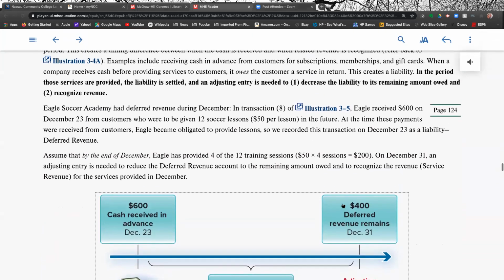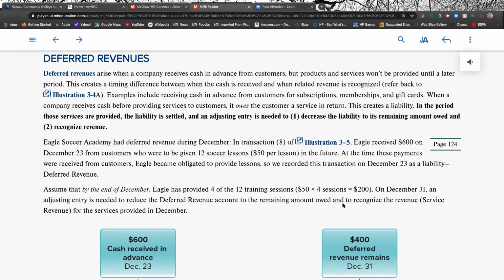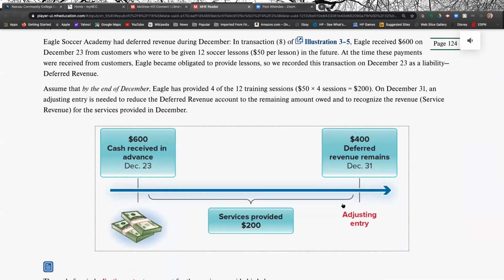All right, and just to review the example, right, when the customer pays us in advance, that's a liability. It's not revenue. We only have revenue when we do for the customer what we said we would do. So in this example, the customers paid us $600 in advance, debit, cash, credit, deferred revenue. And they did this on December 23rd. But between December 23rd and December 31st, we did some work for that customer.